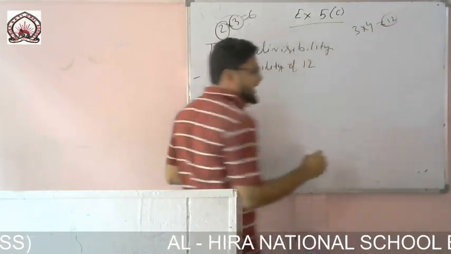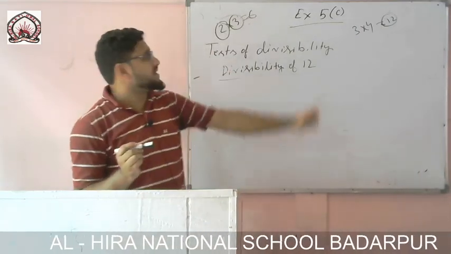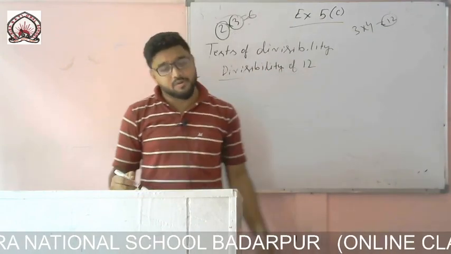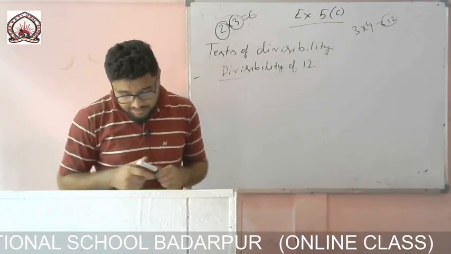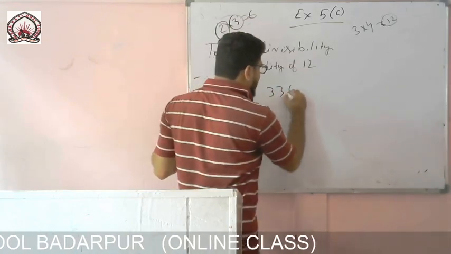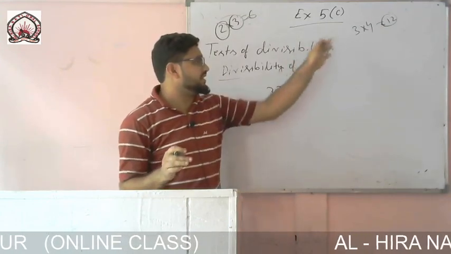So it's like earlier how we did 6, 2 into 3. If a number is divisible by 3 and 4, then the whole number is divisible by 12. So let us take an example, 3360. Whether this number is divisible by 12 or not, let us check by this formula.